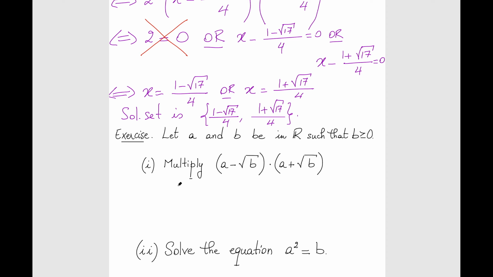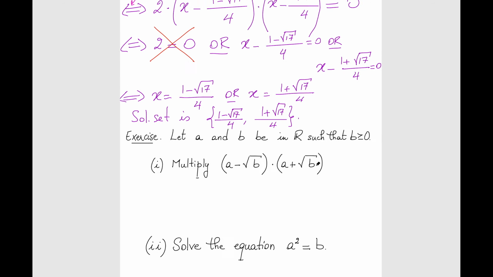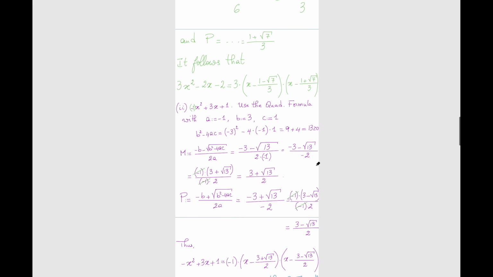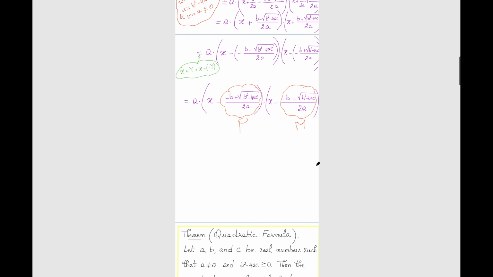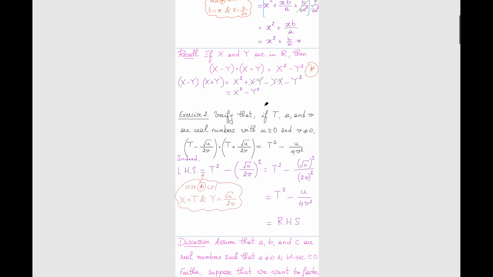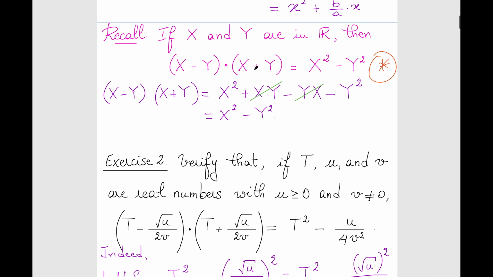Okay, well, the structure of this, does it remind you of any other structure? This is of the form x minus y times x plus y. This is the second part that we recalled, I guess, over here. What is it? It's right there. It's what we refer to as asterisk, right?